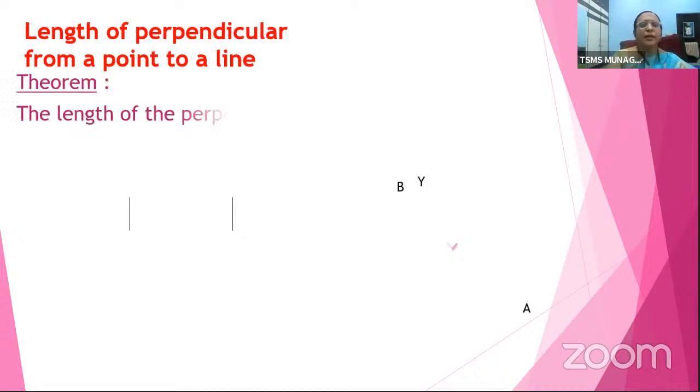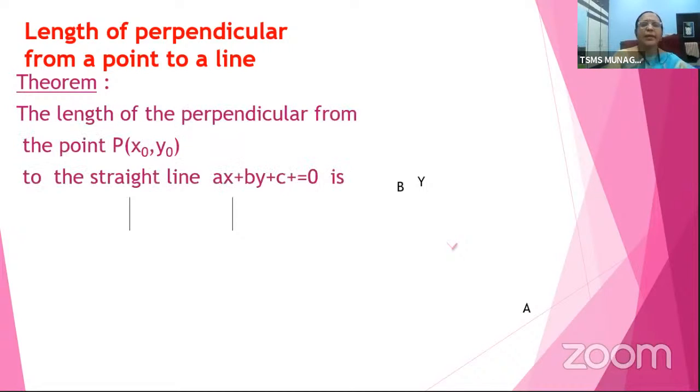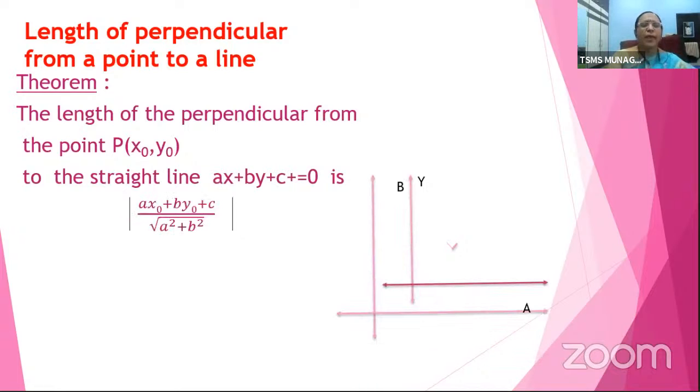Now, what is the length of the perpendicular from a point P of x naught, y naught to the straight line ax plus by plus c? The formula is modulus of ax naught plus by naught plus c, divided by root of a square plus b square. It is simple substitution of the point x naught, y naught in the standard form in the place of x and y. That is the numerator. We observe that the numerator is nothing but substitution of this point x naught, y naught in the place of x and y.